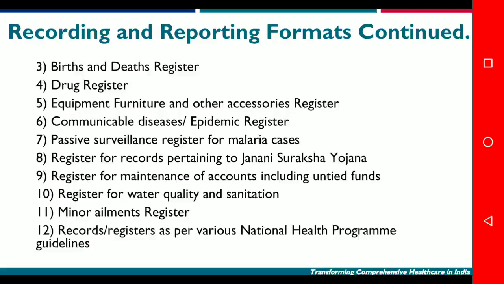Communicable diseases epidemic register is there. Passive surveillance register for malaria cases. Register for the records pertaining to Janani Suraksha Yojana, register for maintenance of accounts including the untied funds, or register for water quality and sanitation. It is also the work of the ASHA workers or the PHC level work. Minor ailment registers, record registers as per the various national health programs guidelines.